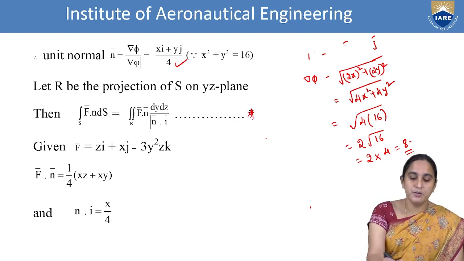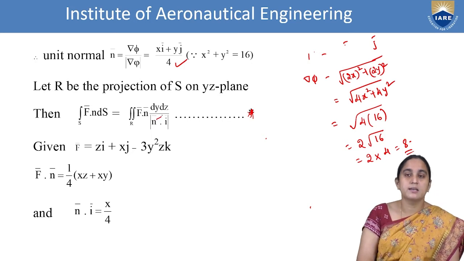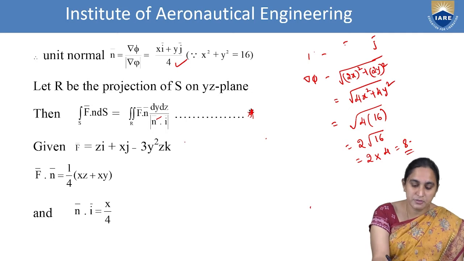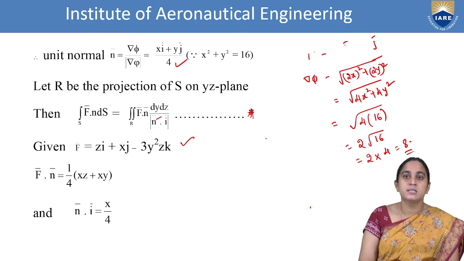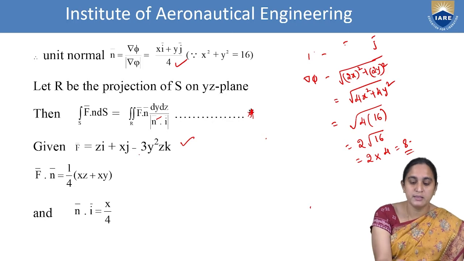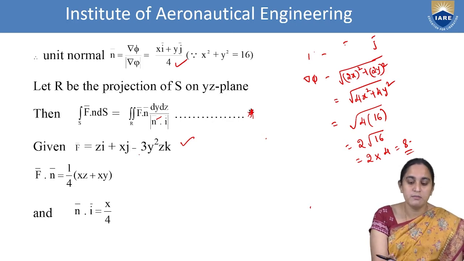Here we already know n bar. What is n bar? X i bar plus y j bar by 4. And what is the given function here? F bar is equal to z i bar plus x j bar minus 3y squared z k bar. Right? Now I'm taking the dot product with both the vectors.